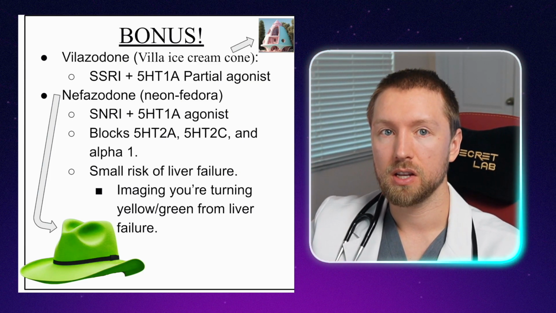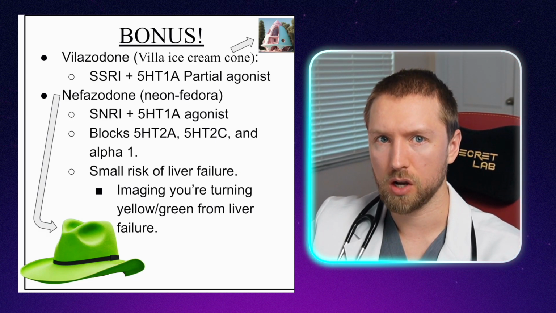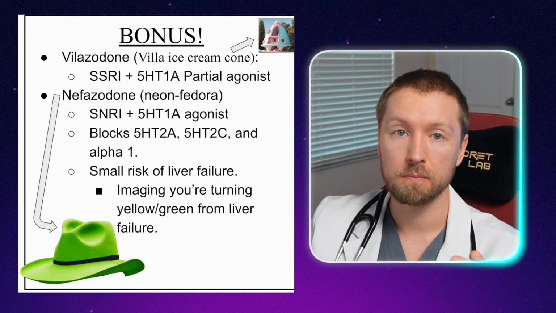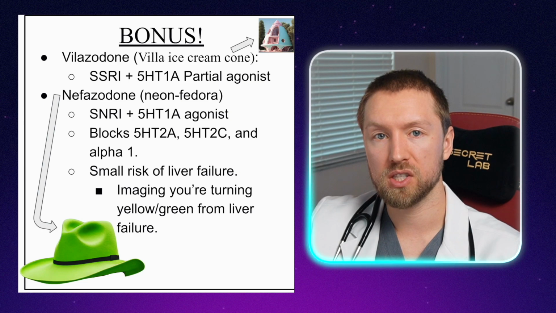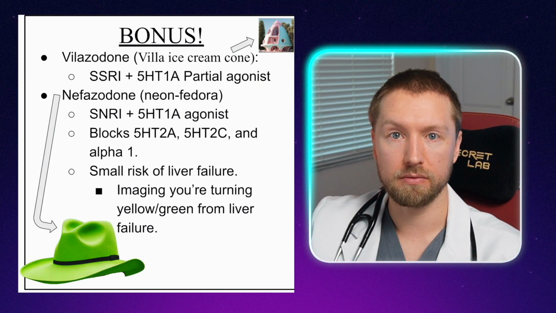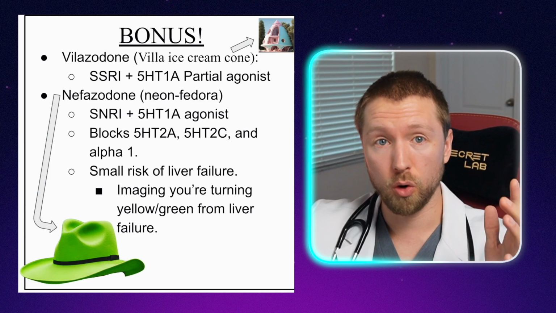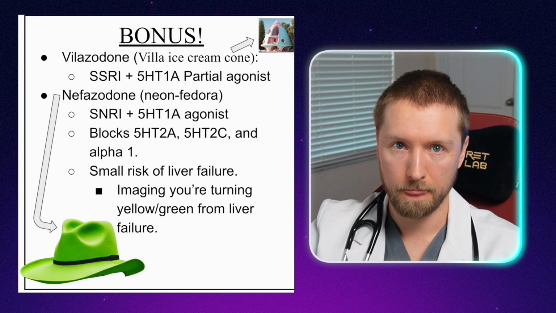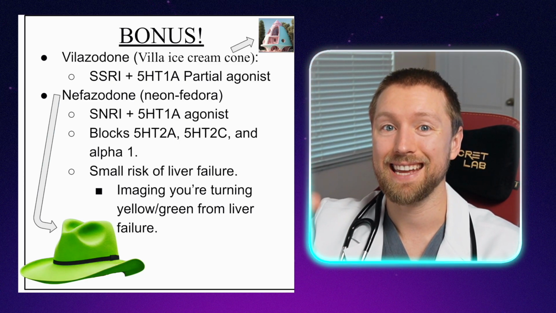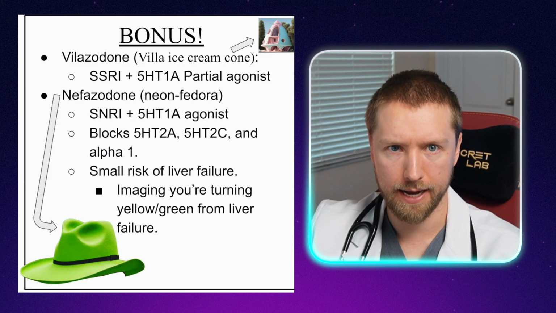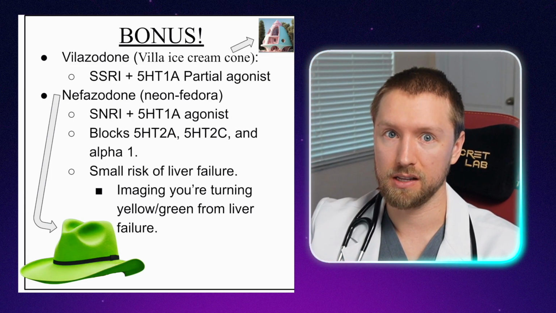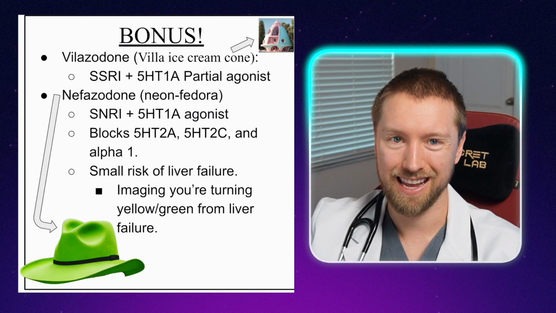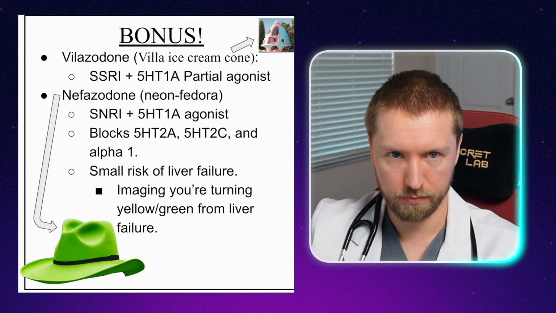Vilazodone is a selective serotonin reuptake inhibitor, an SSRI. It's also a 5-HT1A partial agonist. 5-HT is serotonin, 1A is a receptor on the presynaptic part of the neuron. Now, Nefazodone, the neon fedora, is different. It's a serotonin and norepinephrine reuptake inhibitor, and it's also a 5-HT1A agonist, so a serotonin 1A agonist. However, it blocks a few other things. It blocks 5-HT2A, it blocks 5-HT2C, and A1 or alpha-1 receptors.